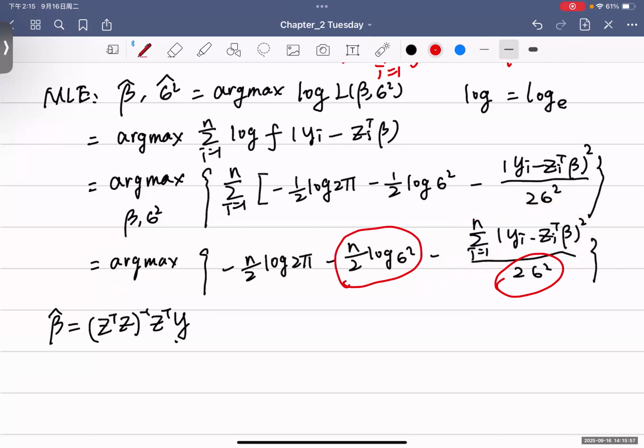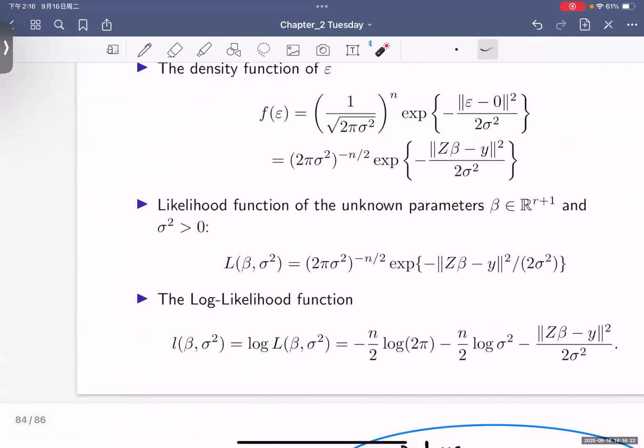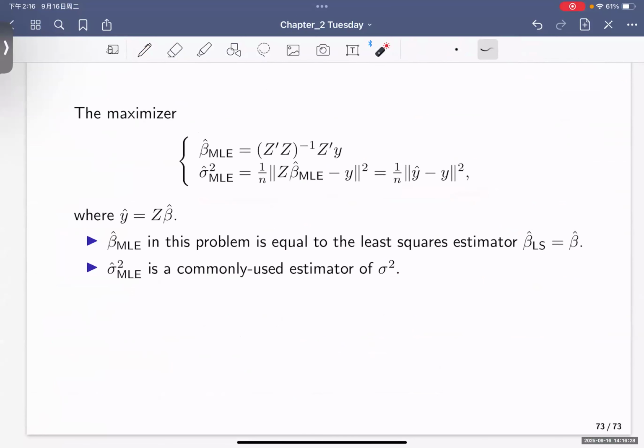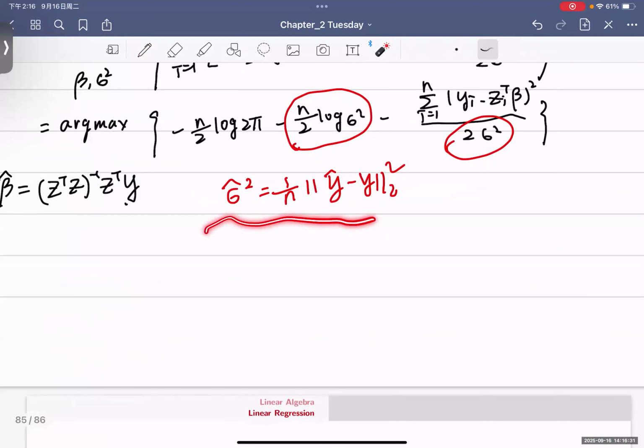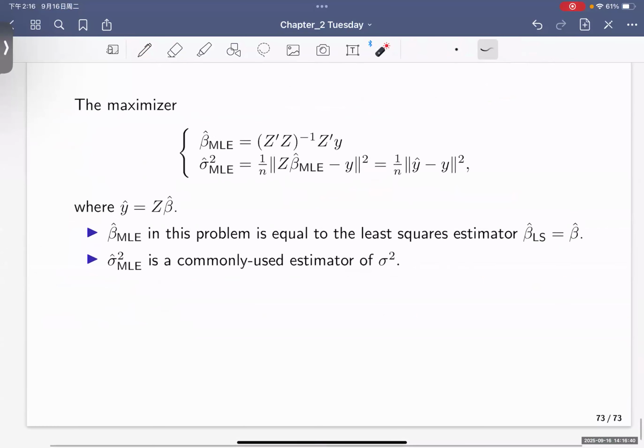So eventually sigma hat squared will become the sum of squares of y hat minus y. This is the answer. I will leave for you how to take the sigma squared derivative to find this answer. I just have a very brief version. I don't have that kind of detailed answer, but I leave the exercise for you. Here you treat sigma squared together and try to find the solution. So eventually we have this answer.